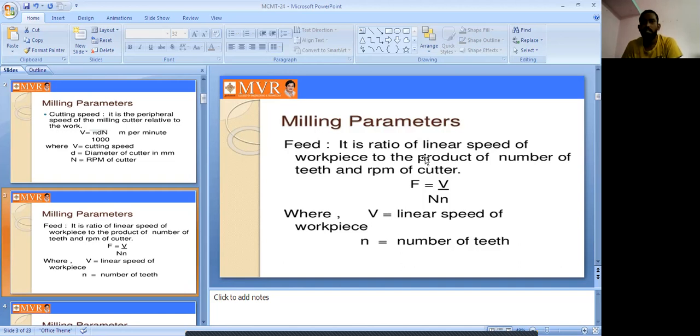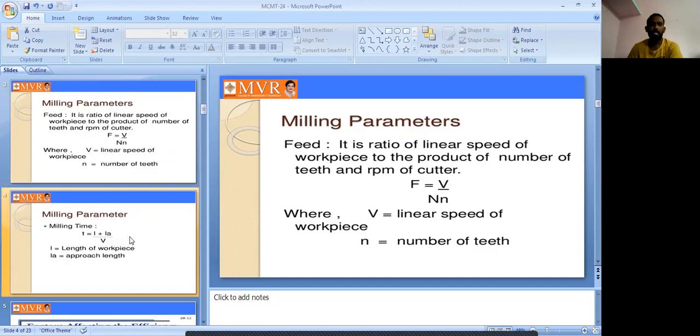The RPM of the cutter is the speed of the cutter, and the cutter may have a single tooth or multiple teeth. So the formula for feed is F equals V by N into n, where V is the linear speed of the workpiece, capital N is the RPM of the cutter, and small n is the number of teeth, that is, how many teeth we are using in this type of milling cutter. That is the feed.